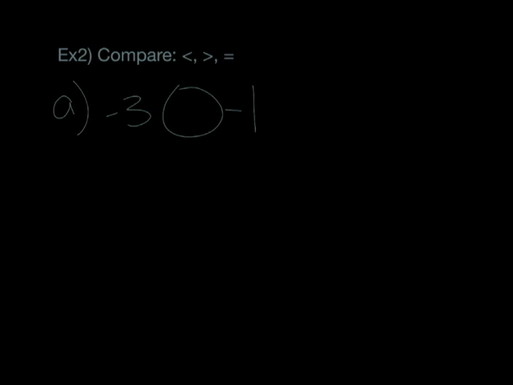Example 2. Compare. Less than, greater than, or equal to. In this example A, it says -3 is less than, greater than, or equal to -1. Which number is the largest? What number is the biggest? -1 is the biggest number. We have to remember that rule that says the bigger the negative number is, the smaller it actually is. So our answer would be -3 is less than -1.